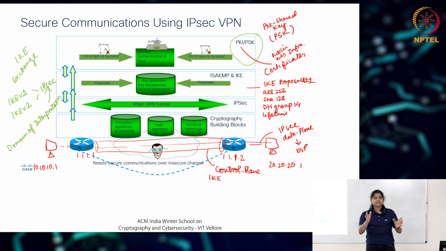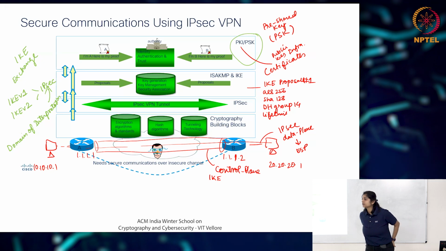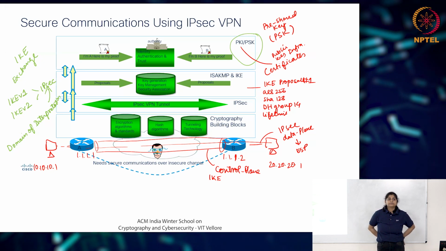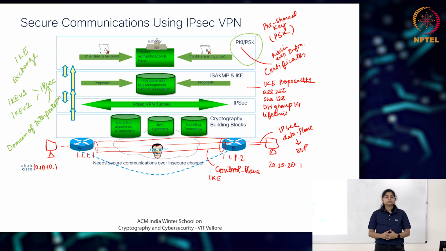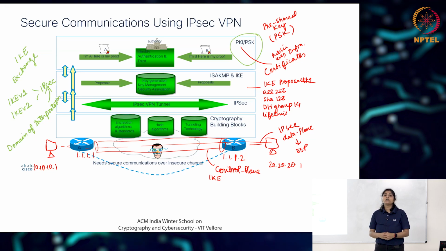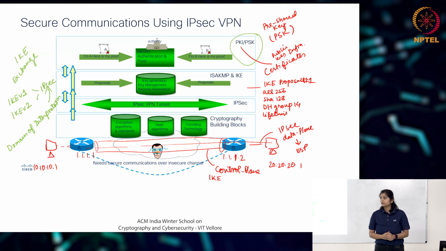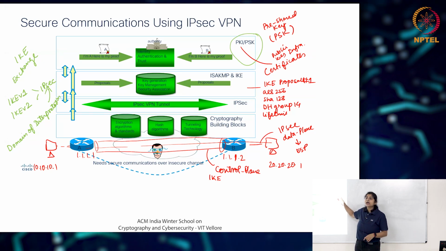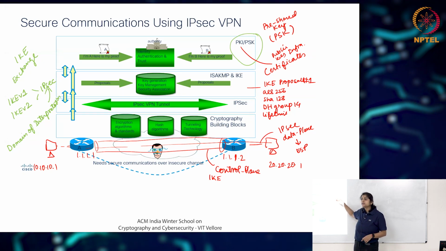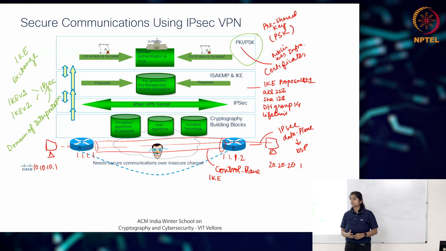So if it is portless, it needs something to get carried, right? So where do you carry the ports? Come on, you should know this. Which layer carries the ports? What is above the network layer? Transport layer. So the IKE exchange happens at the transport layer, and the standard port that it uses is UDP 500.